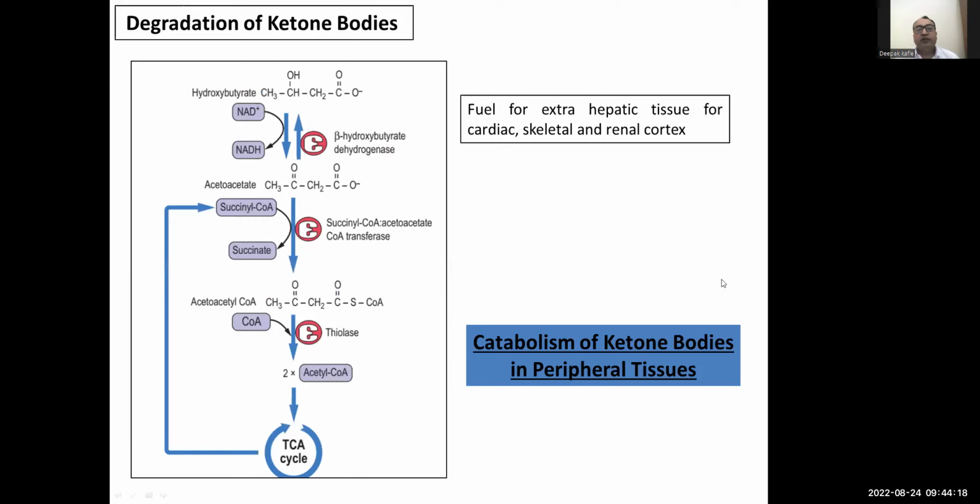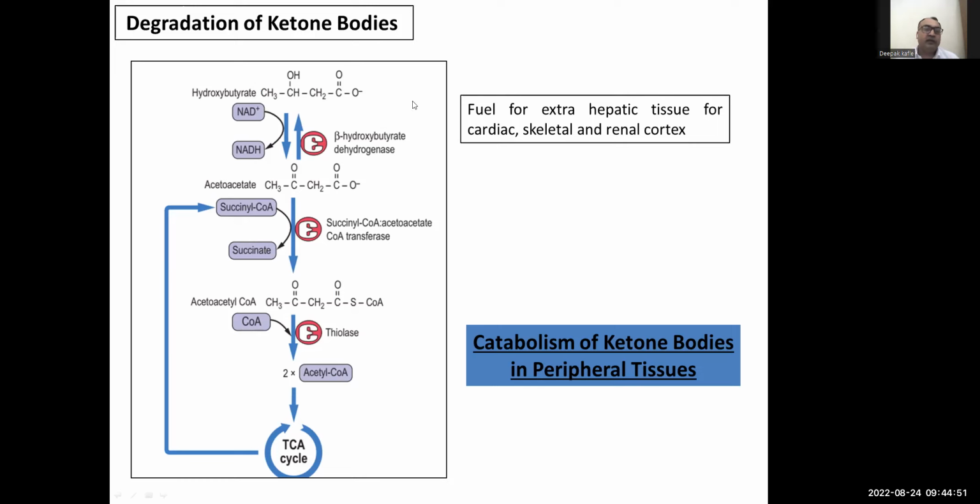Now let us see the degradation of the ketone bodies. The degradation of the ketone bodies takes place during starvation, in uncontrolled diabetes, and in low carbohydrate diets. The purpose of the degradation of the ketone bodies is to provide energy to the brain cells, renal cortex, skeletal muscles and cardiac muscles, which are the extrahepatic tissues, during starvation.